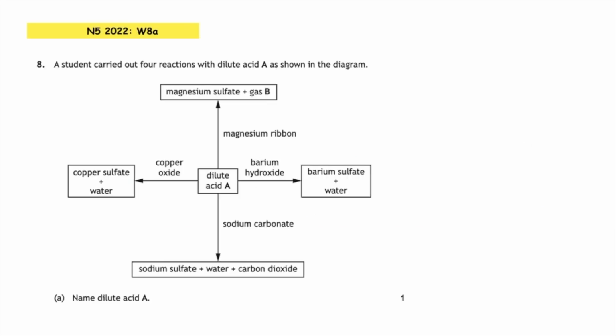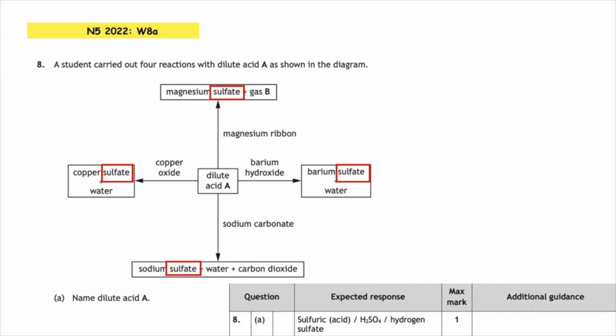Question 8a, a student carried out 4 reactions with dilute acid A shown in the diagram. Name dilute acid A. So what we can see is that when we form salts, the second part of the name comes from the acid. We can see in all 4 examples that the surname of the salt is sulfate, which means the acid that we've been using is sulfuric acid.